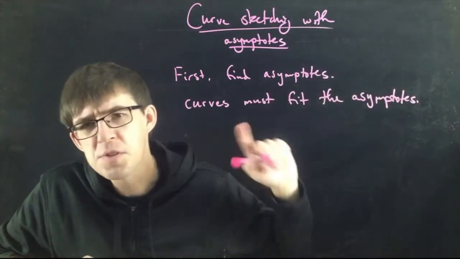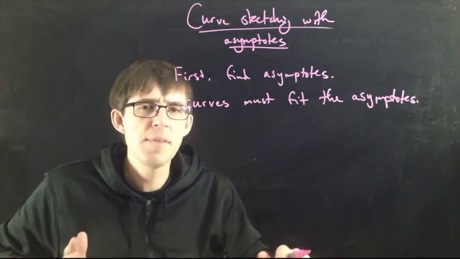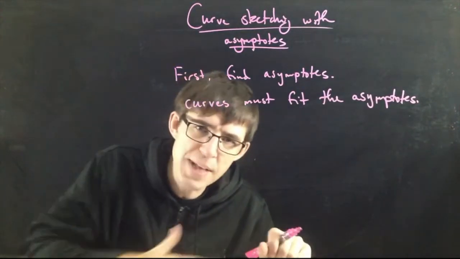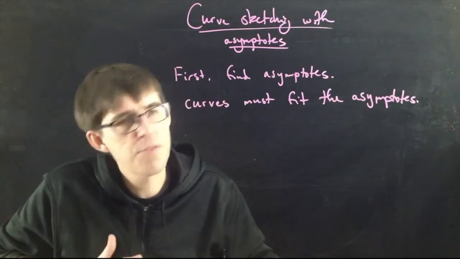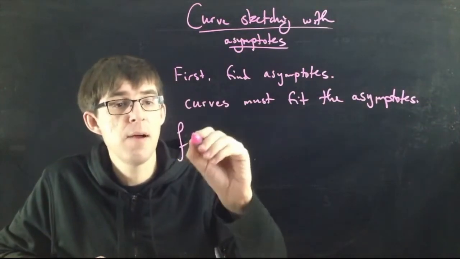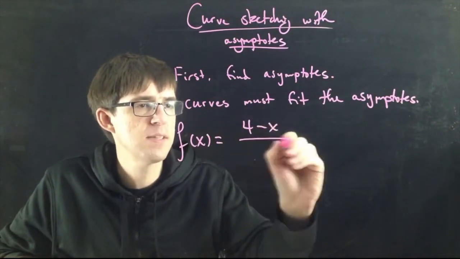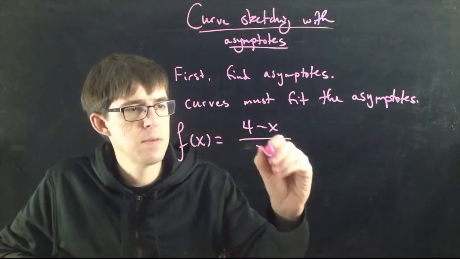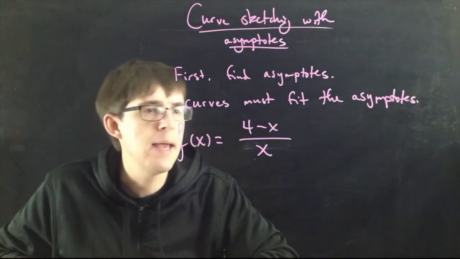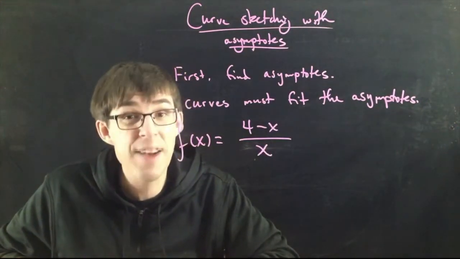All right, you'll see what I mean by this at the end. If you have an asymptote, the curve has to approach the asymptote and not cut through it. Let's just try an example. How about f of x equals 4 minus x divided by x. This is a function which will have asymptotes.